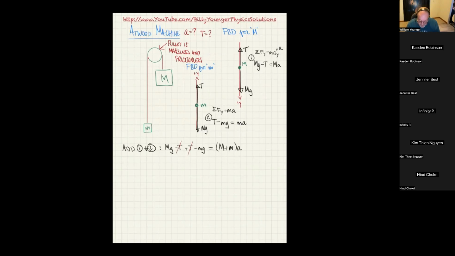Now you can also see that there's a common factor of g. So when I go to actually solve for a, I'm going to get a is equal to big M minus little m over big M plus little m.